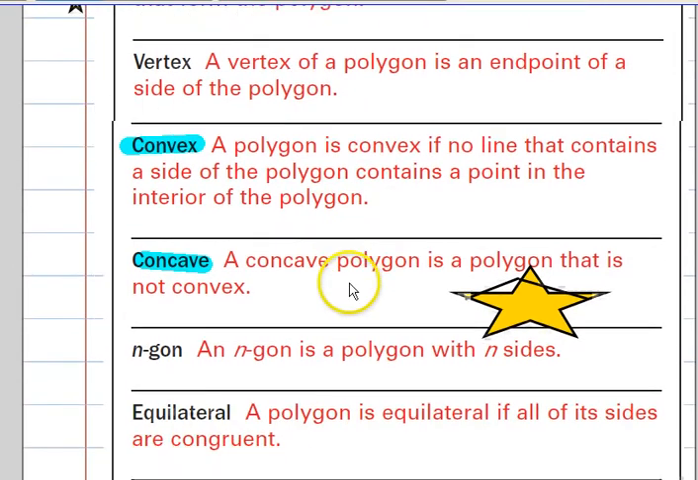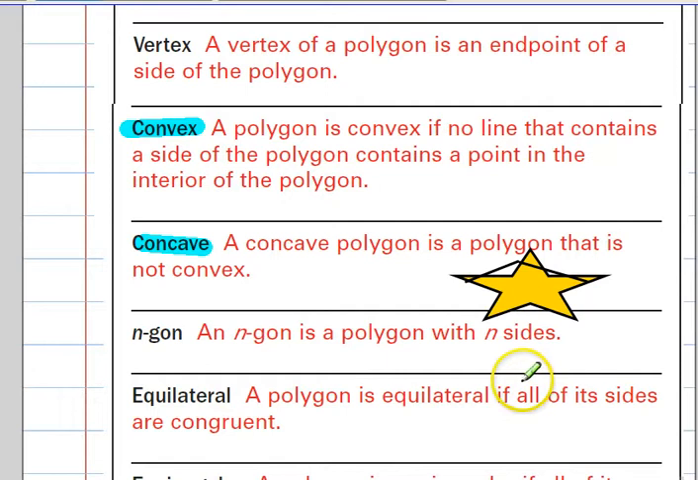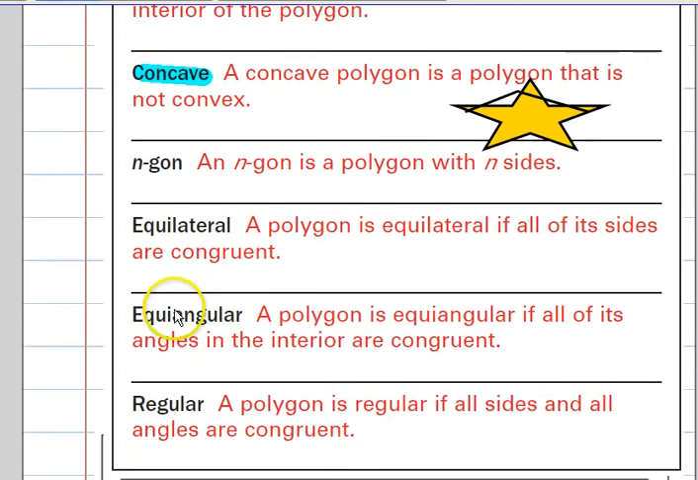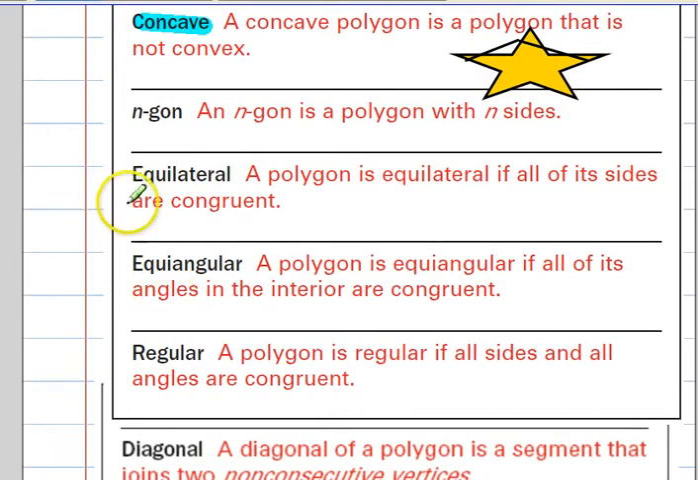Okay? An n-gon is a polygon with n sides. So instead of saying a 12-sided polygon, instead of saying a dodecagon, we say a 12-gon. So I know this is a lot of vocabulary, but you guys are familiar with it. We know what equilateral means. We know what equiangular means. What's very important is this new word called regular.